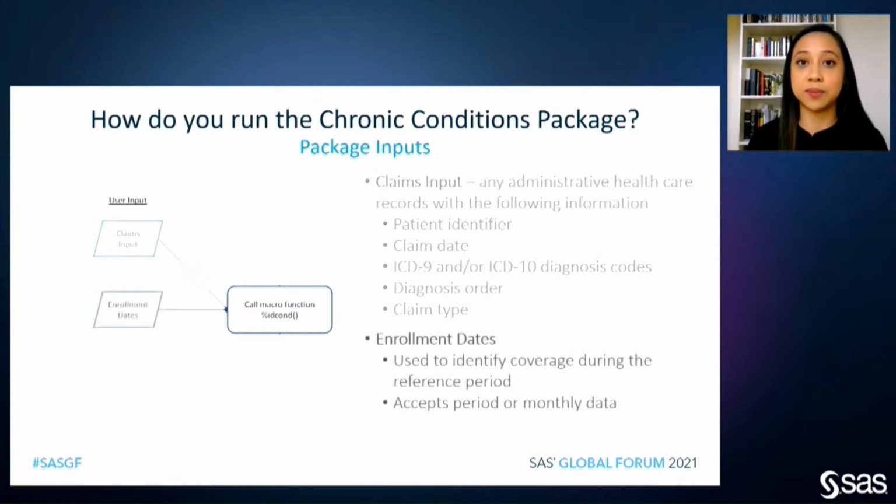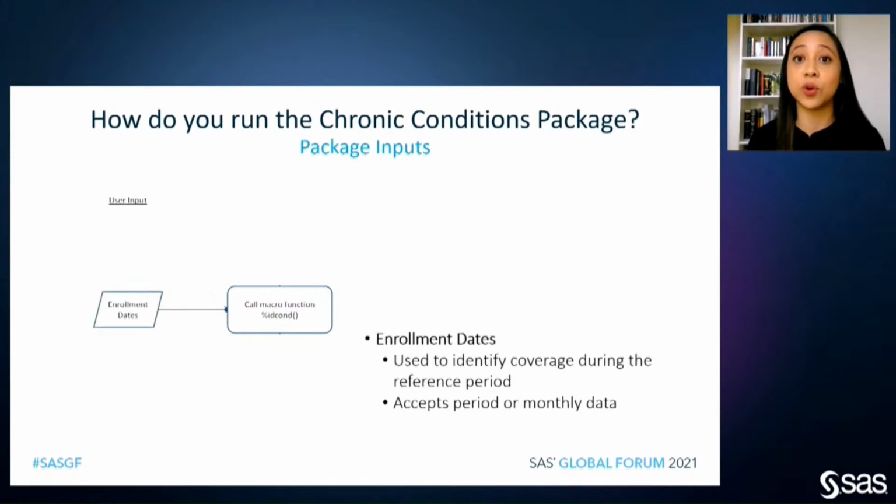After you've processed your claims input, you will then need to process your enrollment data. This is to help you identify whether or not enrollees were covered in the whole period. The package takes 2 separate inputs for the enrollment file: a period file, which has a beneficiary and a start and end date for when they were enrolled, and a monthly file, which has a flag for whether or not a beneficiary was enrolled in that month.